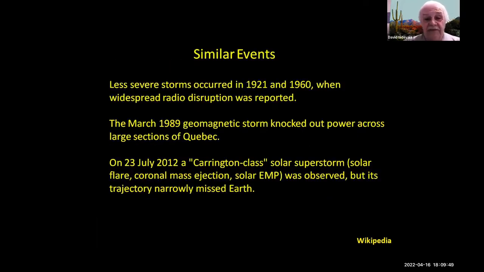Now there were similar events that occurred over time, less strong storms, in 1921 and 1960, with widespread radio disruption reported. In 1989, a geomagnetic storm apparently knocked out power across large sections of Quebec. And in 2012, a Carrington-class solar superstorm produced a large coronal mass ejection, but it missed the Earth. So again, if it came straight in, we'd be talking about that as probably a second huge Carrington effect.